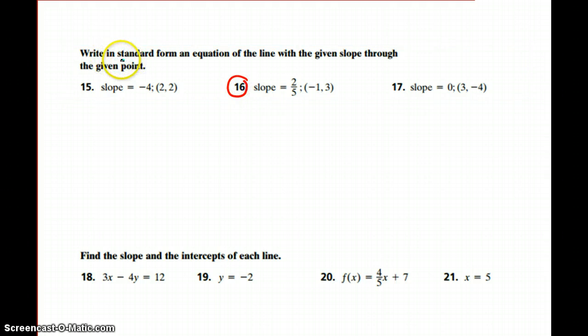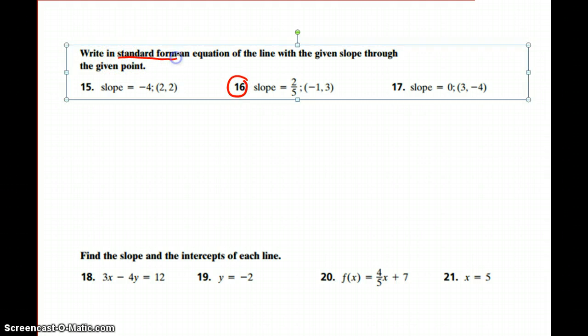It says, write in standard form. We didn't really talk about this in class, but I asked you to put it in your vocab list. Your standard form was the one that looks like ax plus by equals c, and a, b, and c are whole numbers. So we have to write the equation for a line, and we're given a slope and a point.